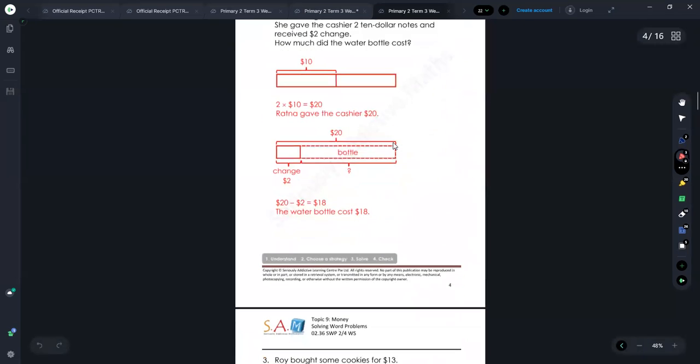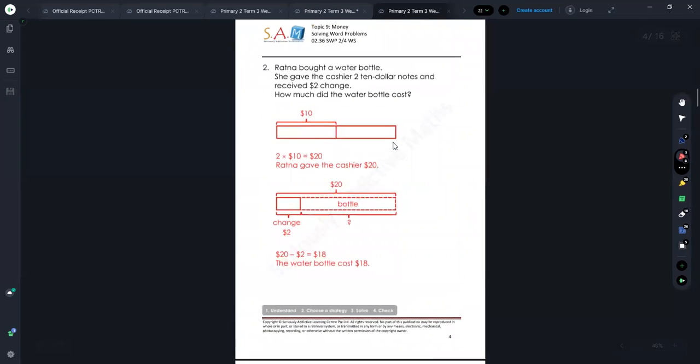Okay, from question 2 of the guided practice onwards, you need to draw out the model for them. Show them how to do this. In this question, Ratna bought a water bottle. She then gave the cashier 2 $10 notes and received $2 change. So they need to find out how much money Ratna gave the cashier first. Ask them, how much money did Ratna give the cashier?